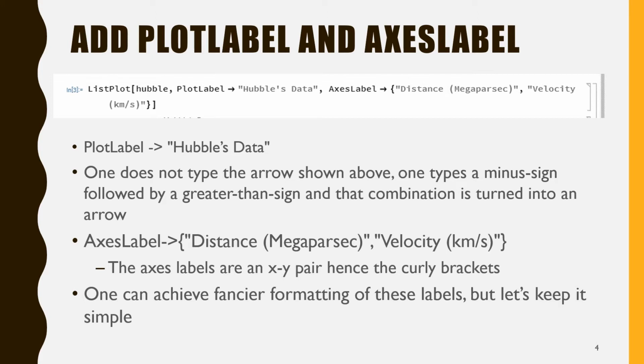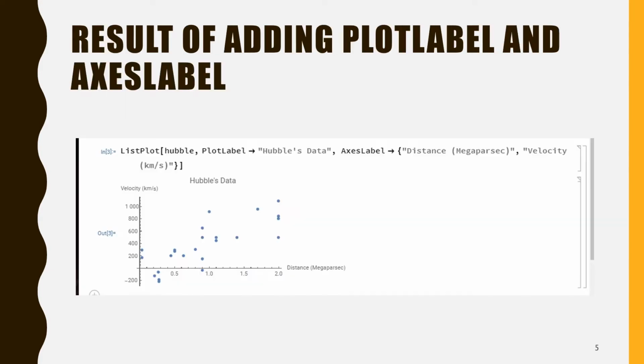Similarly, as the third argument, we can add the axis label. An axis label is an xy pair. We're going to label the x-axis and the y-axis in one argument, and so they are in the curly brackets. We can do fancier things and have some formatting to these, but we're going to keep it simple for now. So here's the result of our label.